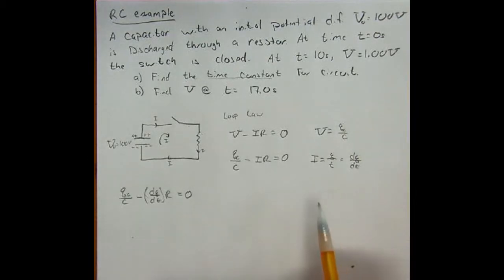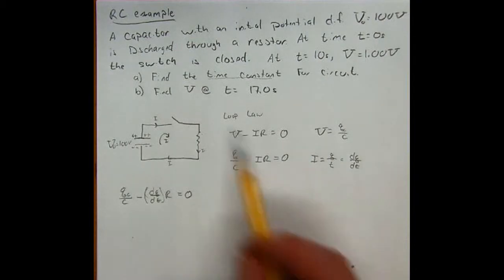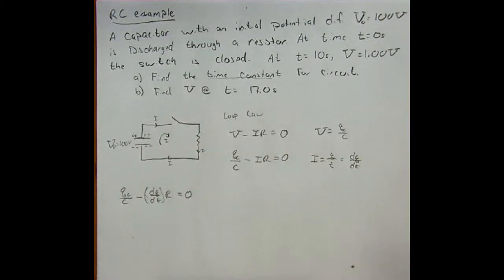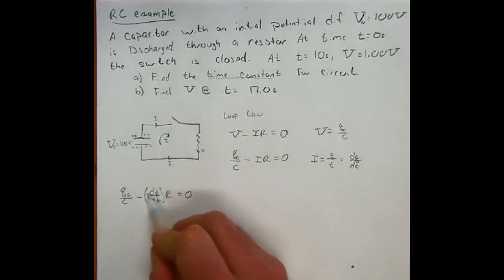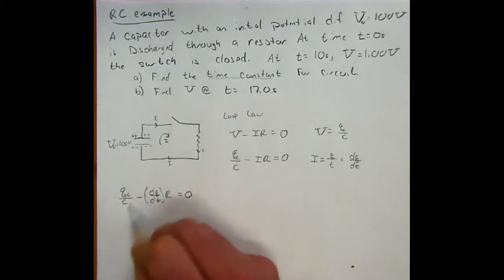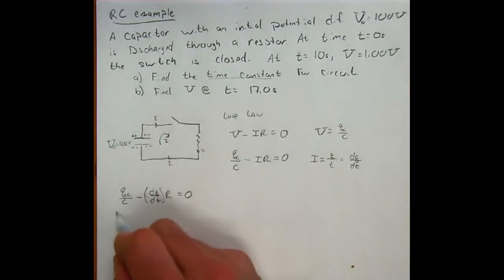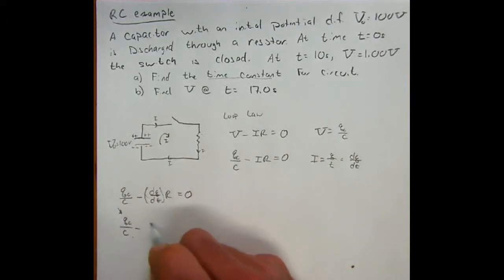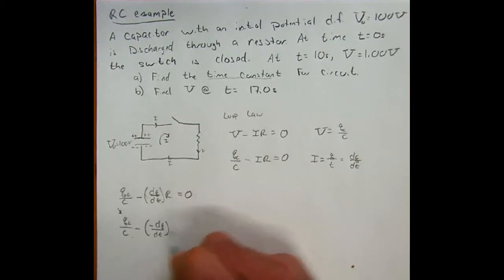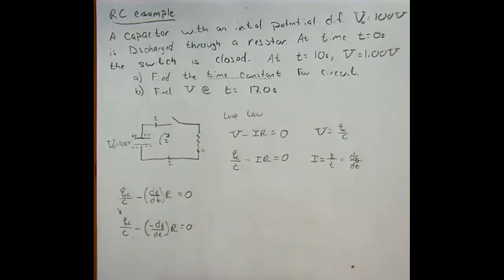So I need to cheat a little bit. Based on my discharging the capacitor, because again, this is a discharging capacitor, I need to say that my dq dt has to yield some negative value. So I need to actually know that this is saying minus this negative dq dt. So in reality, I need to know that my capacitor is discharging, so it is losing charge per unit time, times the resistance, is equal to 0.